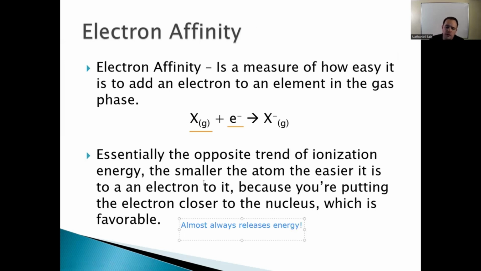Why is that? The electron is going to be more stable inside the atom than it is floating around in space. A negative electron floating around, not being stabilized by a nucleus, is highly unstable. So we're taking one of these unstable electrons and adding it to an atom. That almost always makes it more stable. Okay, there are 3 exceptions.